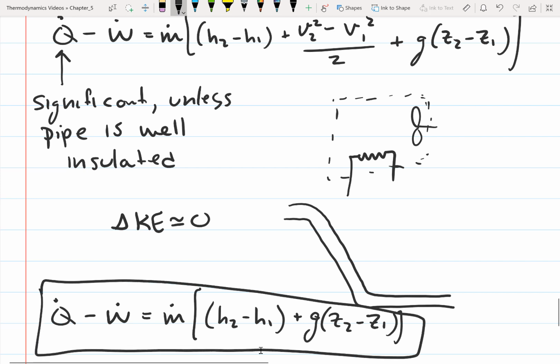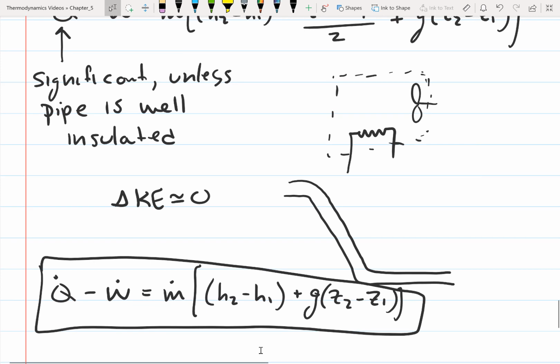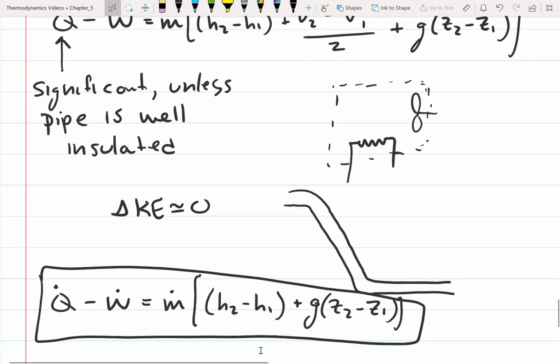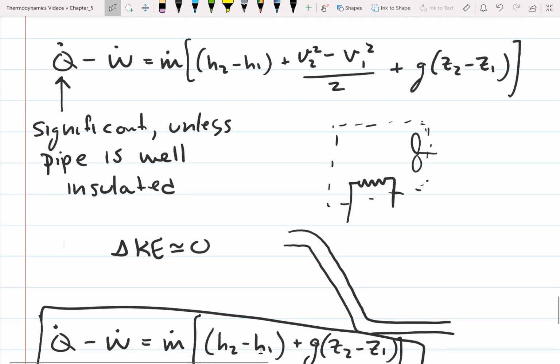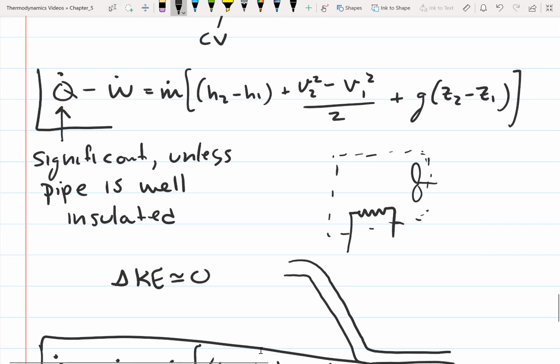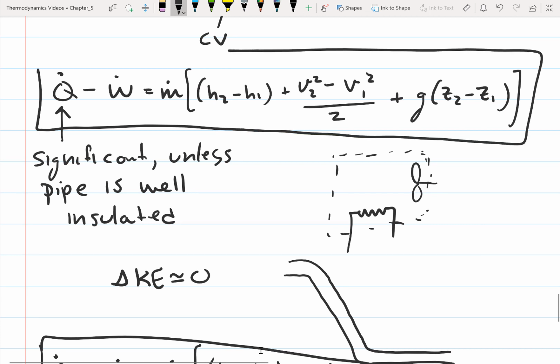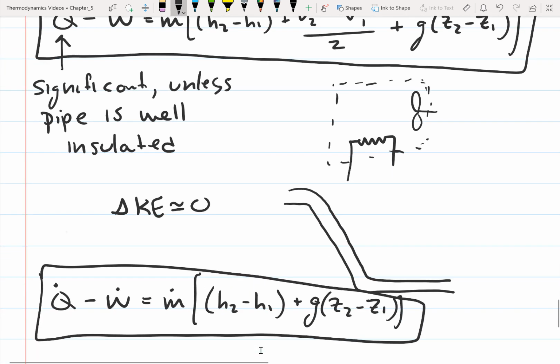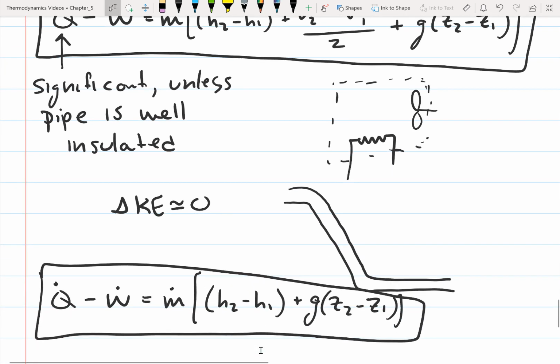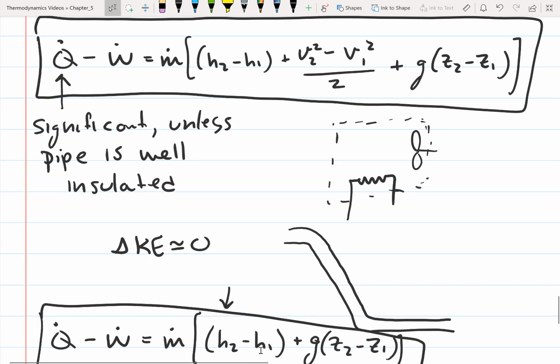So I almost hate writing an equation for the pipe because there's so many variations in pipes compared to some of the other devices we looked at. So with pipes, it might almost be better to start with this equation and then just cancel out the terms that are 0. But if you don't have a large change in velocity, you can assume this equation here, and then you can also assume that Q is 0 if your pipe is well insulated.